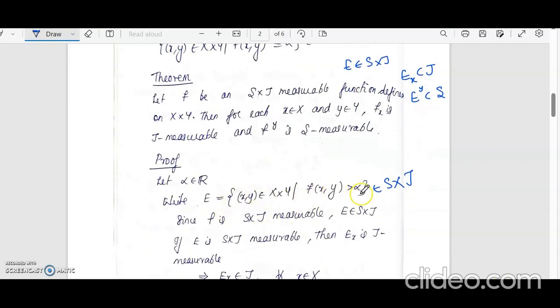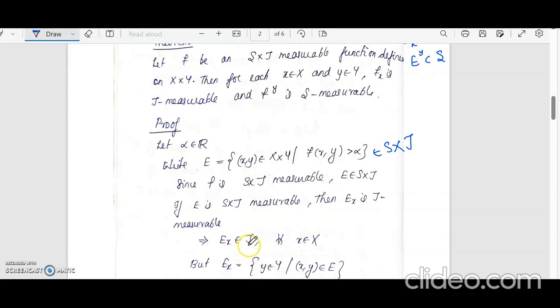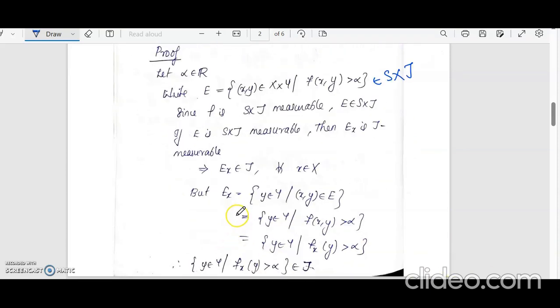So therefore E will belong to S cross J. If E belongs to S cross J, then Ex will be contained in J. So Ex will be a J measurable set and Ey will be an S measurable set by the previous theorem. Since f is S cross J measurable, E belongs to S cross J. So Ex is J measurable. So we will have Ex belongs to J for all x. Now by definition Ex will be the set of all y belongs to y such that xy belongs to E.